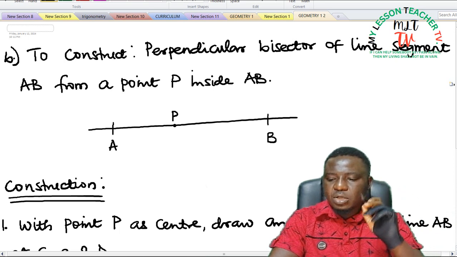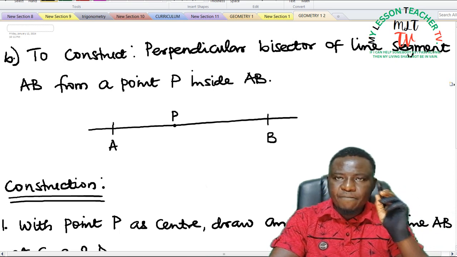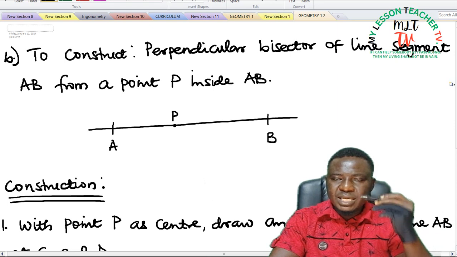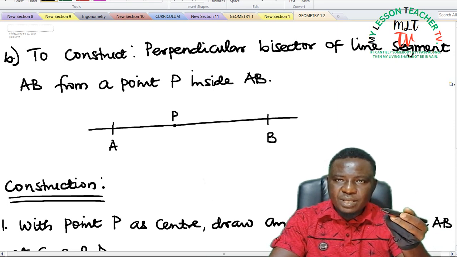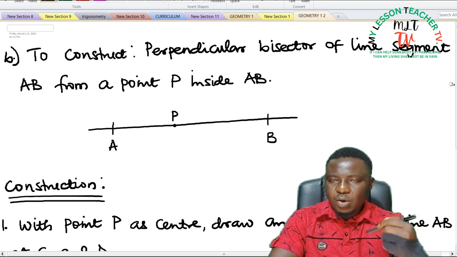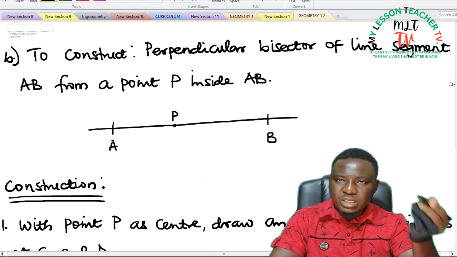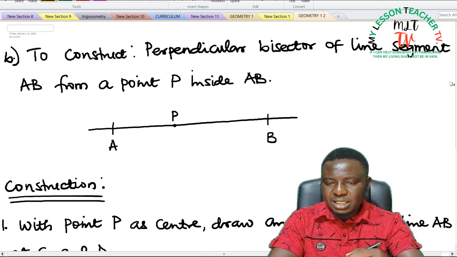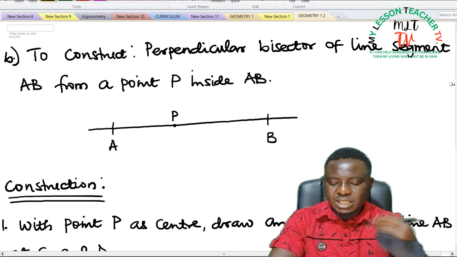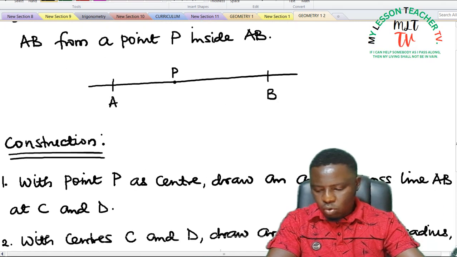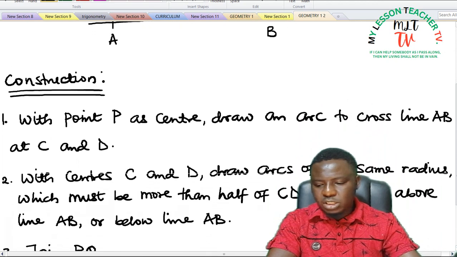Remember I said to construct a perpendicular line from a point, the point may be either outside of the line AB or in between the line AB. We have looked at the point being outside of AB, and in this next example, the point is said to be inside AB. Now, construction. How do we construct that?